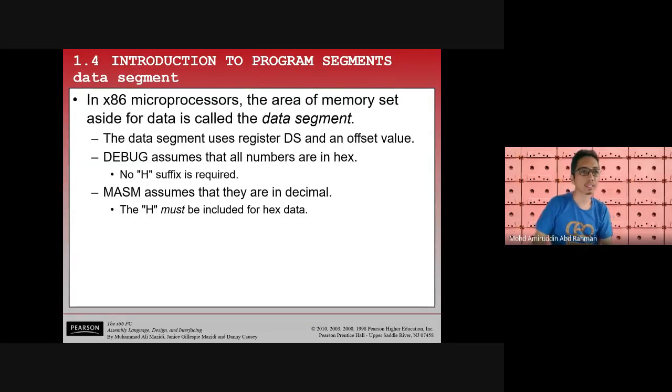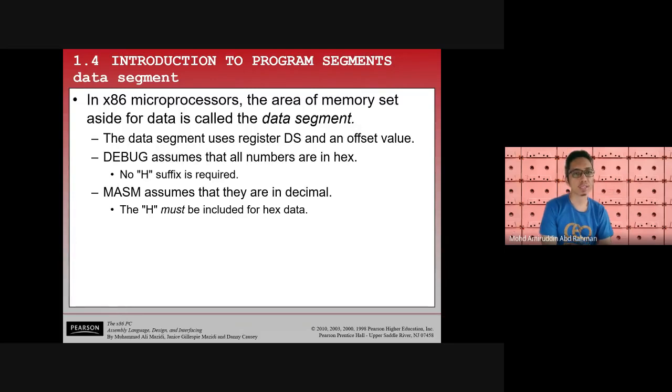That's why in the 86 microprocessor, the area of memory set aside for data is called the data segment. The data segment uses register DS as an offset value. The debug assumes that all numbers are in hex, so no H suffix is required.